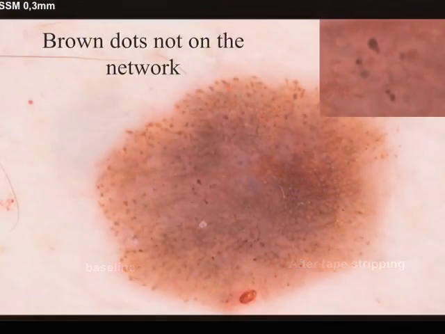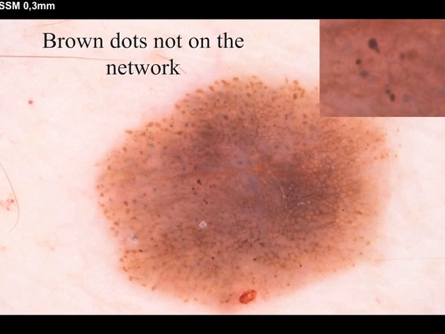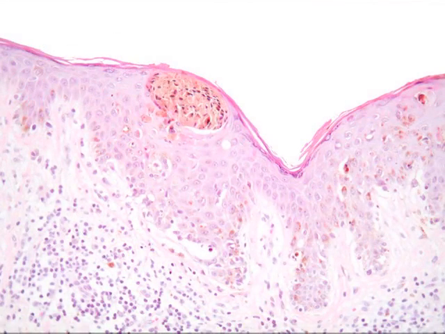Brown dots are sitting below the stratum corneum, at the dermoepidermal junction, a little bit higher, and these obviously you can't tape strip off. So here are your brown dots. Now, brown dots, again, and so here's the nest below the stratum corneum.